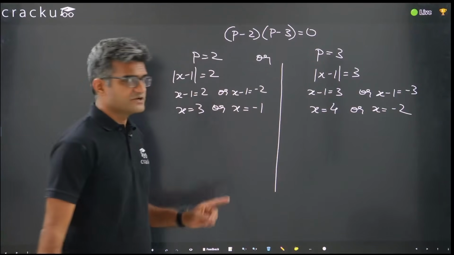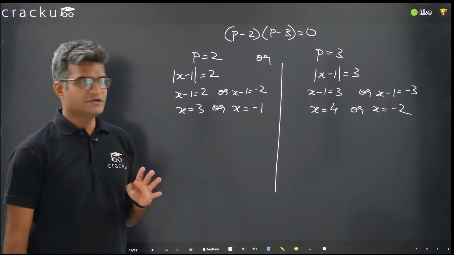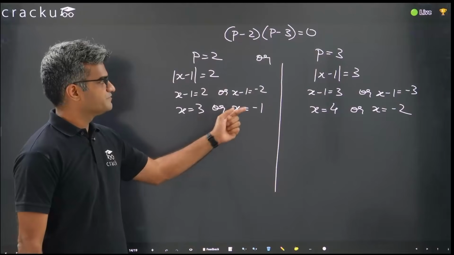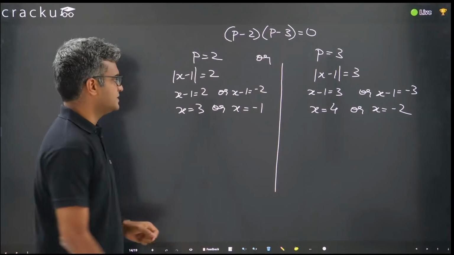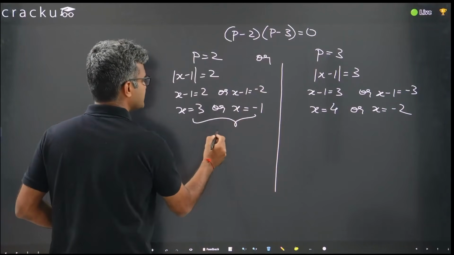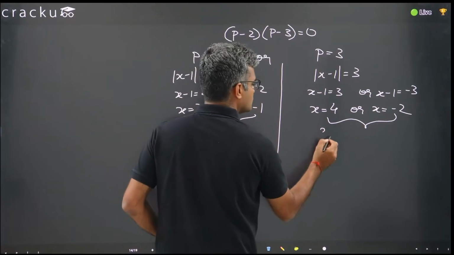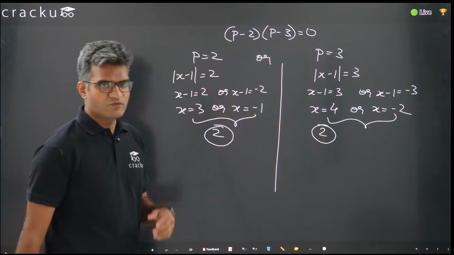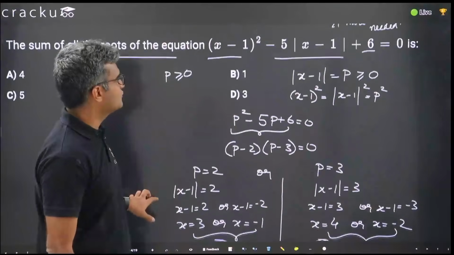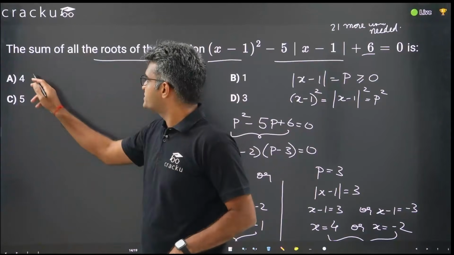So the given equation has 4 roots. The roots are 3, minus 1, 4 and minus 2. The sum of the first two is equal to 2. The sum of the other two also is equal to 2. So the overall sum of all the roots will be equal to 4, which is option A.